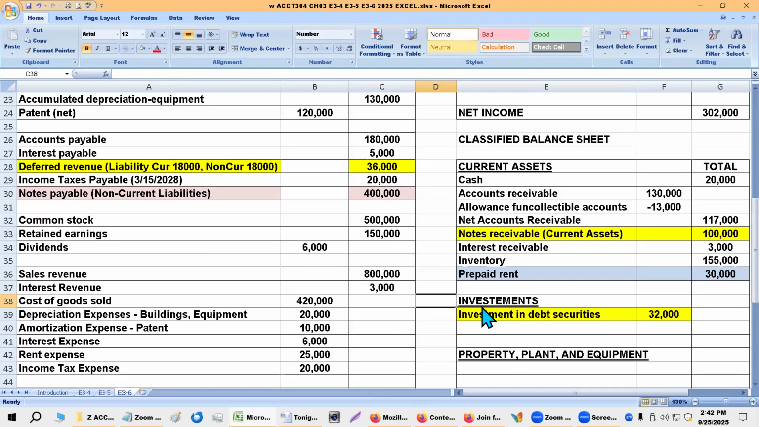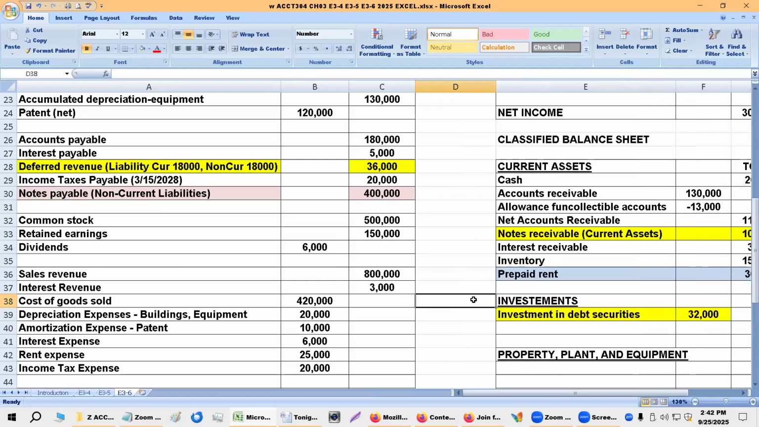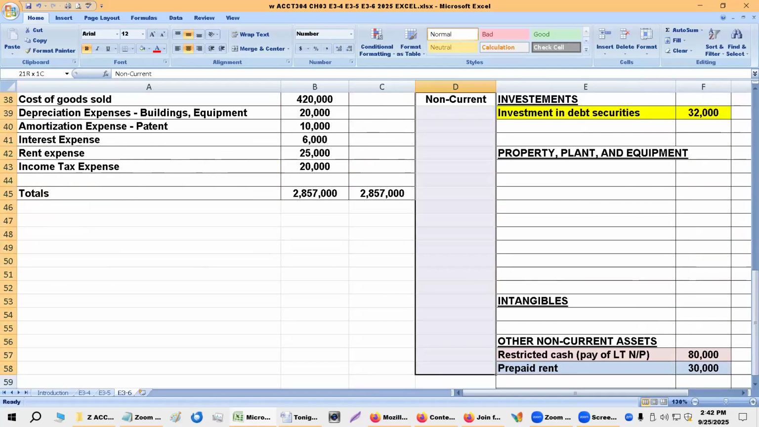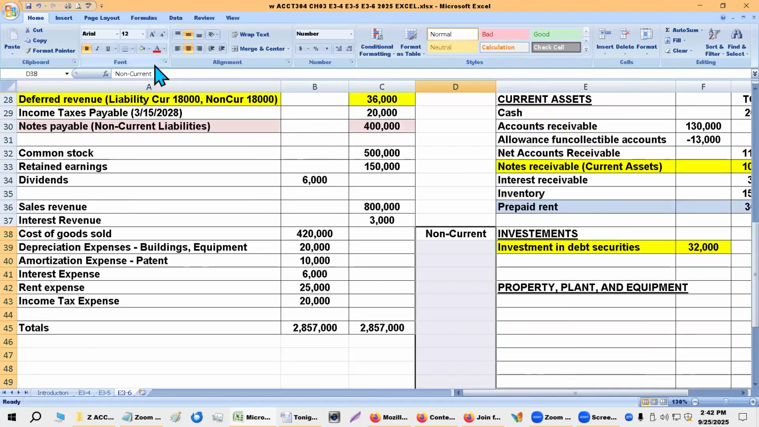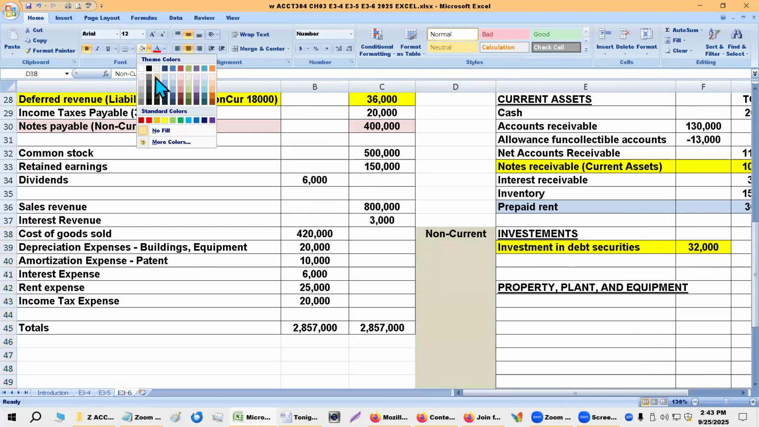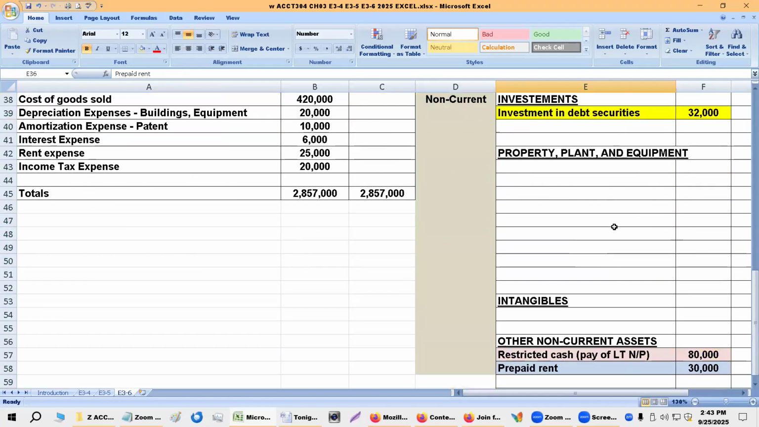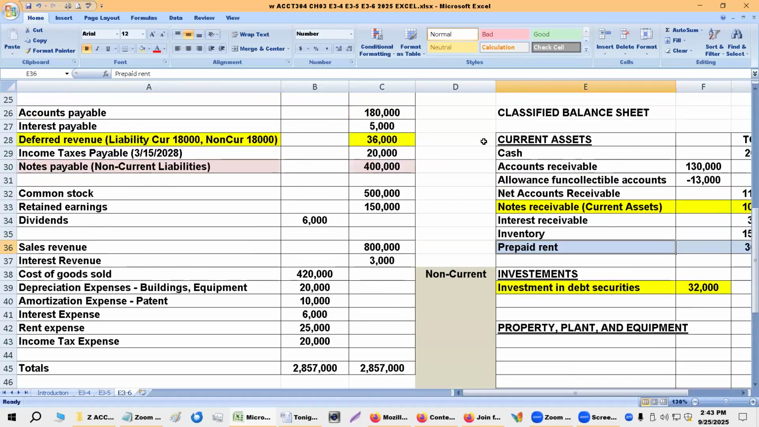I'm old, so I still talk about it as long term, but the correct terminology is non-current. And I think they changed it to that because from here on down, these are all non-current. Long term has a connotation that this is for 5, 10 years, where it might just be for 15 months. So everything down here is actually non-current. The only thing that's current is up here.